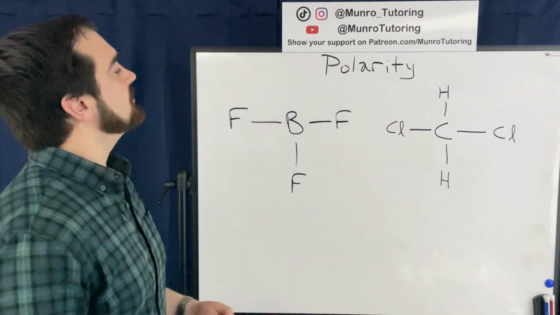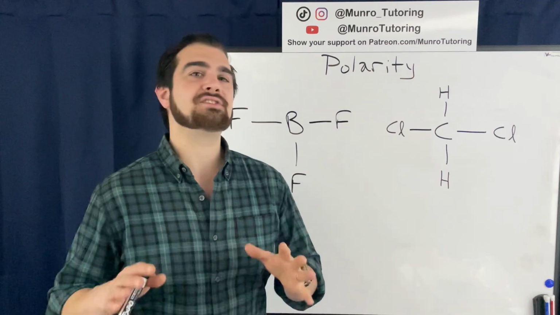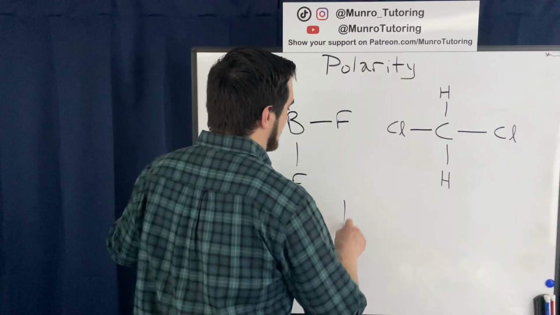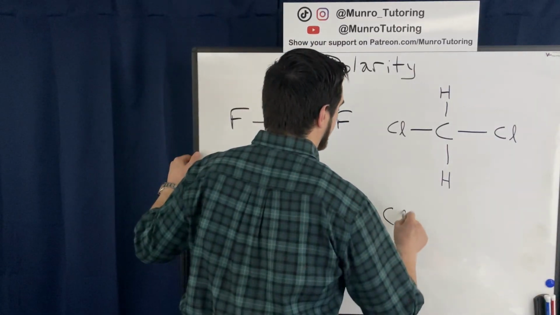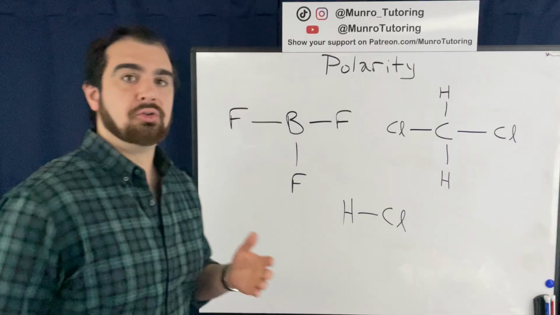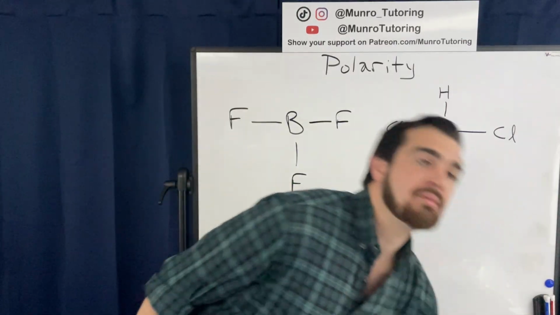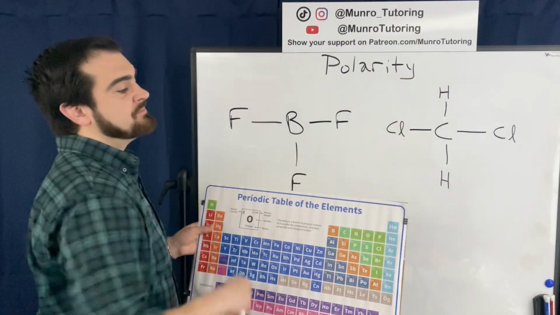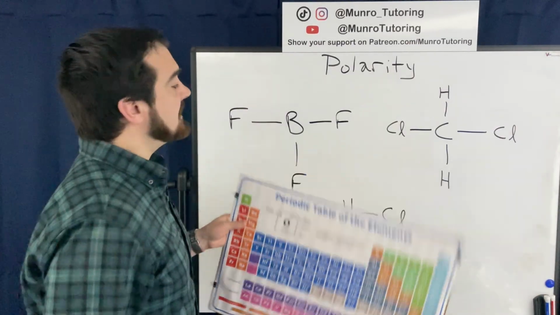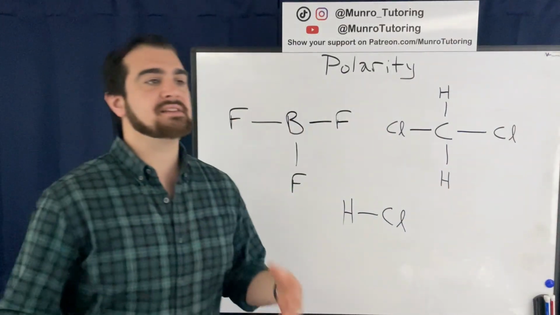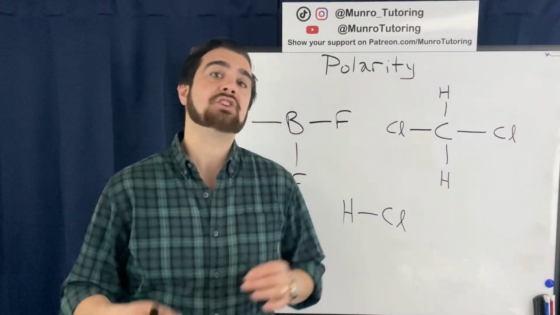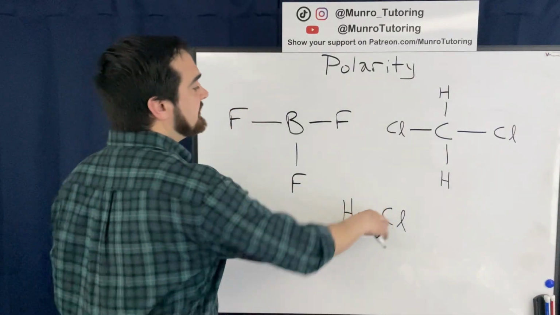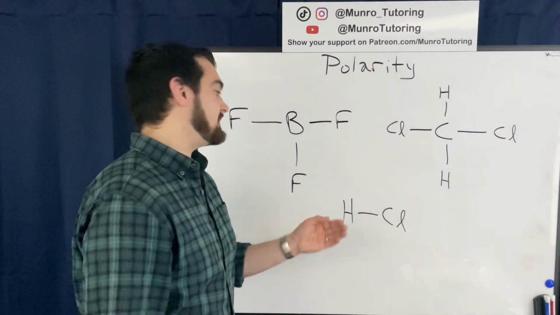Okay? So before we jump into these two examples, let's start off with a simpler one. Let's do something like HCl. If you look at hydrogen and chlorine, we know that chlorine is more electronegative than hydrogen. Remember that the trend in general is up and to the right. Chlorine is much further to the right than hydrogen, so it has a much higher electronegativity. And remember that electronegativity is essentially a measure of how strongly an element attracts electrons in a chemical bond. So that means the chlorine is going to attract the electrons much more strongly than the hydrogen.